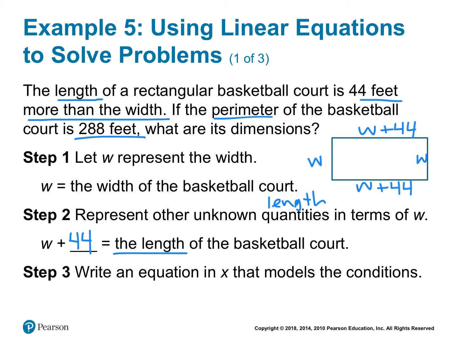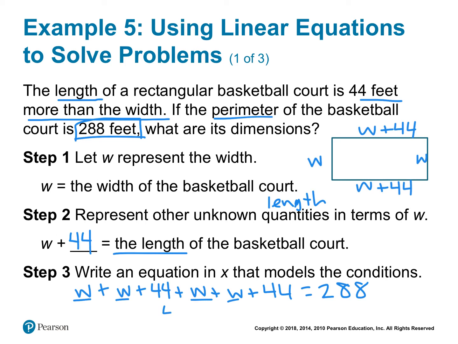So if you remember perimeter, you take all the sides added together, and we said the perimeter is 288 feet. So we have a W plus a W plus 44 plus another W plus another W plus 44. So really we're taking all the sides and we're taking two of them, and it equals 288 feet. So I have 4 W's plus 88 equals 288. I'm running out of room. I'm going to finish this on the next slide. Go ahead and finish solving it out.